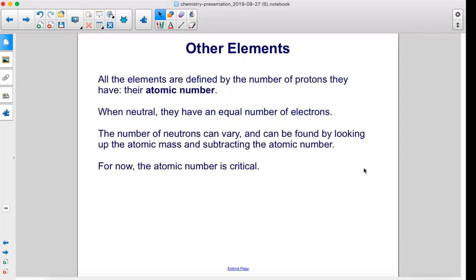All the elements are defined by the number of protons they have, their atomic number. When neutral, they have an equal number of electrons. The number of neutrons can vary, and can be found by looking up the atomic mass and subtracting the atomic number. For now, the atomic number is critical.